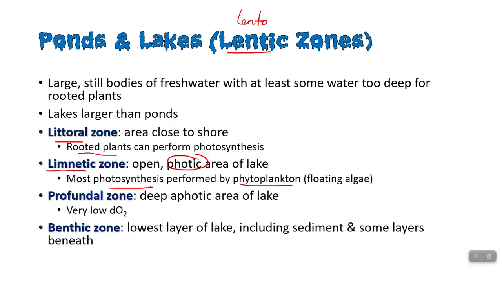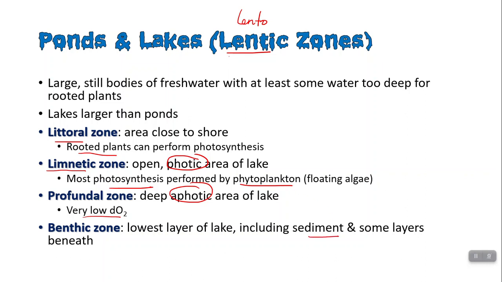The profundal zone is going to be below the limnetic zone. It is aphotic, meaning you're not going to have photosynthesis and you're not going to have much dissolved oxygen. So the things that live down there are mostly going to be consumers. And then the entire bottom or floor of the lake or pond is called the benthic zone. This can even include some sediment and a few layers beneath that.